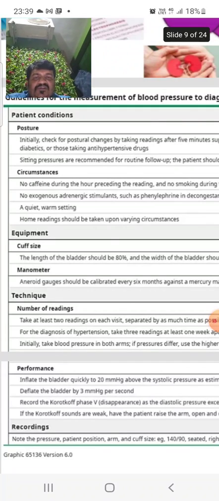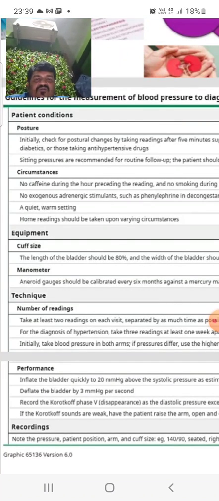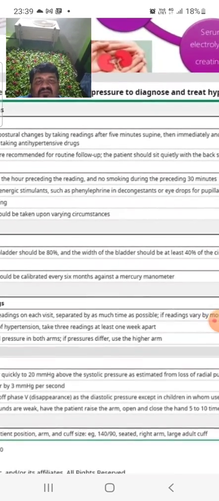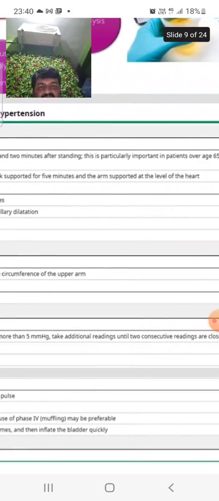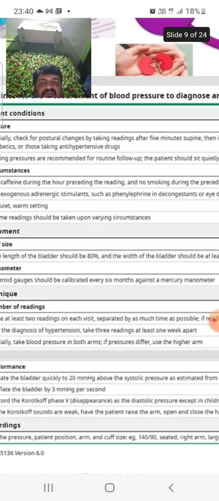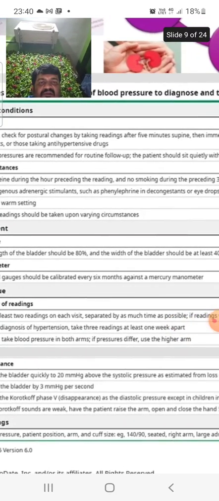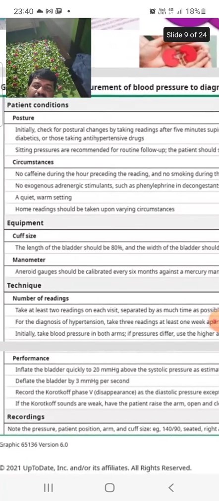So क्या पता चलता है इस चीज़ से? ये पता चलता है इससे कि एटलीस्ट वी शुड टेक 2 readings in each visit. और अगर दोनों में 5 mm जितना अंतर आ जाता है तो फिर हमें 3rd रीडिंग लेना पड़ेगी. What we want to do is, we should take the additional readings until the 2 consecutive readings are very much close. And for diagnosis of the hypertension, हम एटलीस्ट 3 readings को मान के चलते एटलीस्ट 1 week के अंतराल पे.